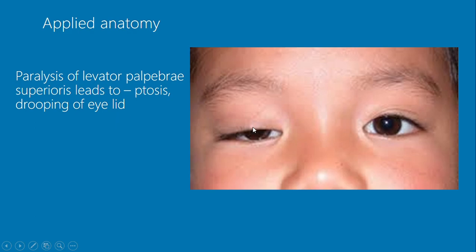Another thing, the levator palpebrae superioris. Paralysis of levator palpebrae superioris leads to ptosis, drooping of eyelid. The paralysis of levator palpebrae superioris, that is the upper eyelid muscle, leads to unopposed action. The patient cannot open their upper eyelid, forming the ptosis or drooping of eyelid.